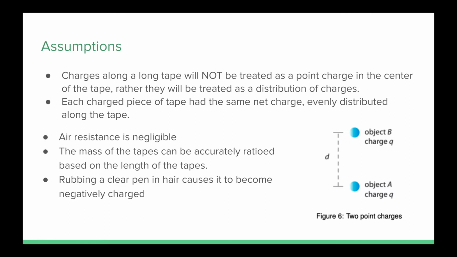The lab is constructed based on certain assumptions. Firstly, we will not be treating the charges along the piece of tape as a single point charge. Instead, we will treat them as a distribution of charges. We are also assuming each charged piece of tape we created has the same net charge, evenly distributed along the tape. We are then assuming that air resistance is a negligible force on the tapes, and that the mass of the tape can be accurately ratioed based on the length of the tape. Finally, we are assuming that rubbing a pen in hair causes it to become negatively charged.